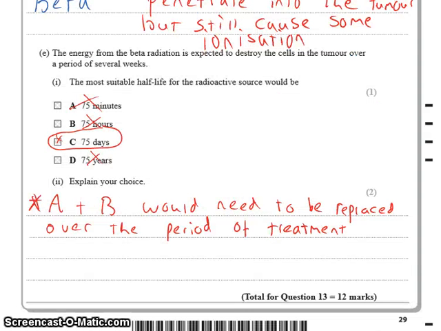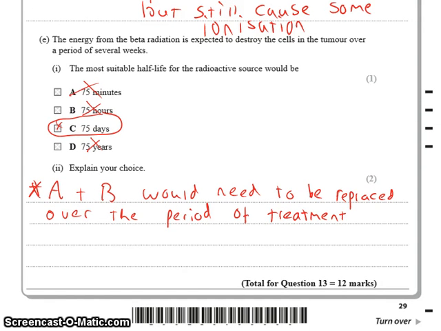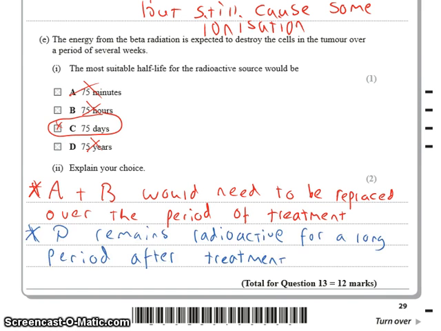So in explaining my choice, my first answer would be A and B would need to be replaced over the period of treatment. So obviously that's not ideal, so that's one reason for choosing C above it. Now the radioactive source would have to be removed from the horse anyway after a period of time. So I wouldn't say that 75 years is completely unsuitable, but the problem is that we have got something that's going to remain radioactive for a long time afterward. So D remains radioactive for a long period after treatment, which again is not what we're after.